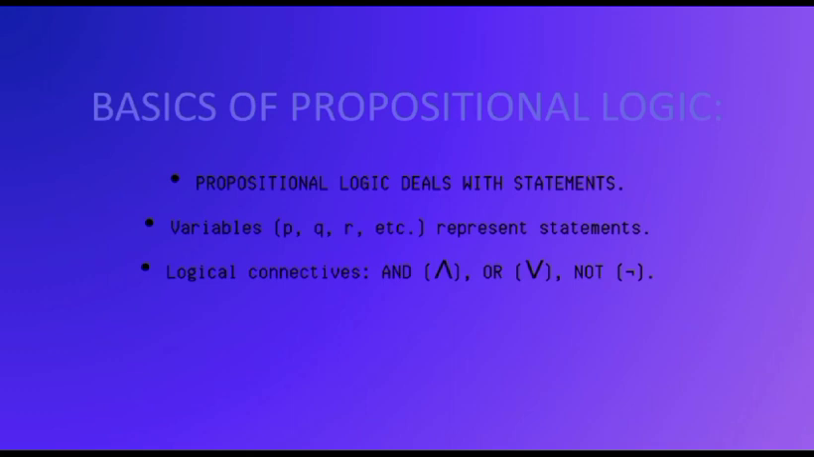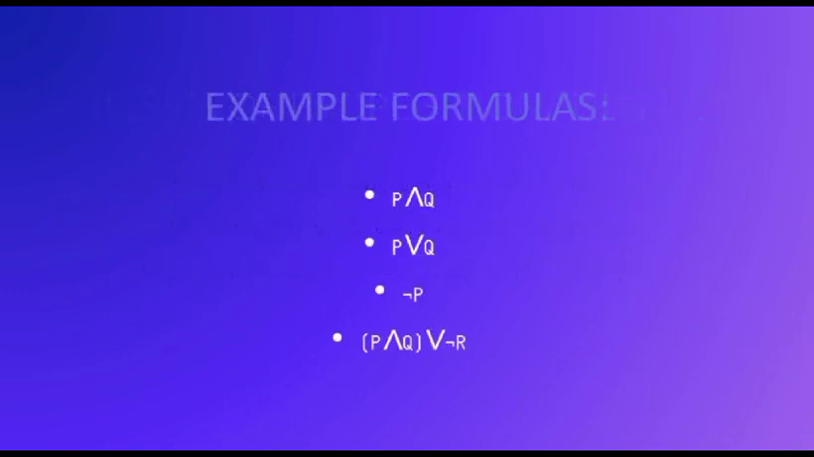Propositional logic deals with statements. Variables such as p, q, r, and so on represent the statements. Some example formulas are P and Q, P or Q, negation P and Q, or negation R, and many more which we already covered in the DM.